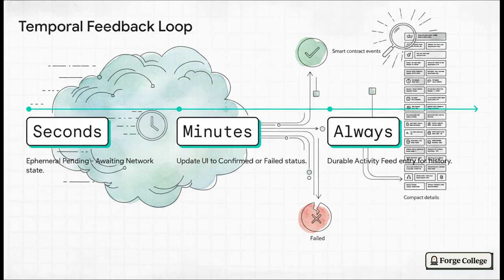Then, over the next few minutes, as those smart contract events we designed earlier start to arrive, update the UI to either confirmed or failed. And finally, always provide a durable activity feed entry with compact details so they can inspect the history on their own time without drowning in massive receipt logs.